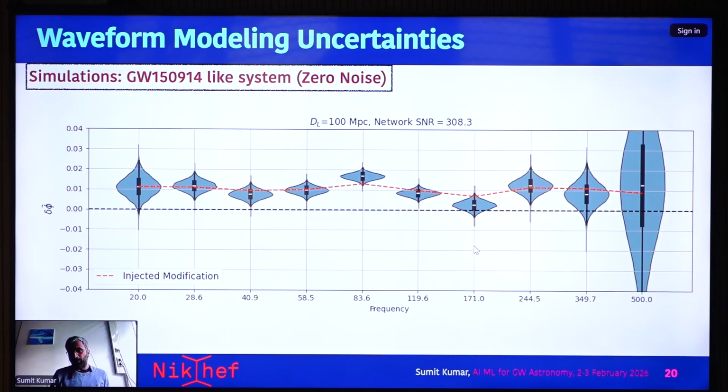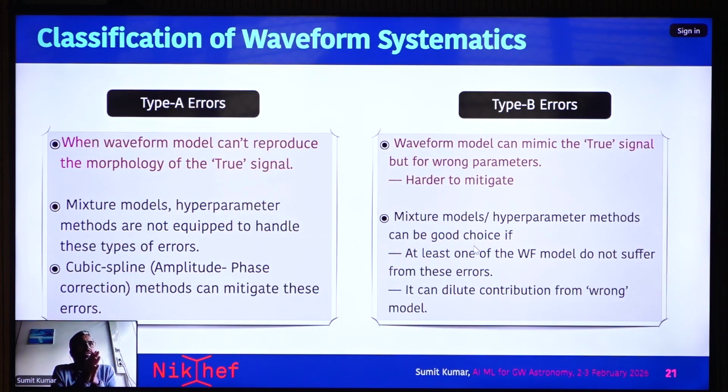So this approach in principle works. Here we also quantify that there can be two types of error in the waveforms. We quantify them as type A errors and type B errors. Type A errors are the type of errors where the waveform model cannot reproduce the true morphology of a signal. So for example, you can go over all parameter space, but somehow there are some residuals left. The true signal can never be reproduced.